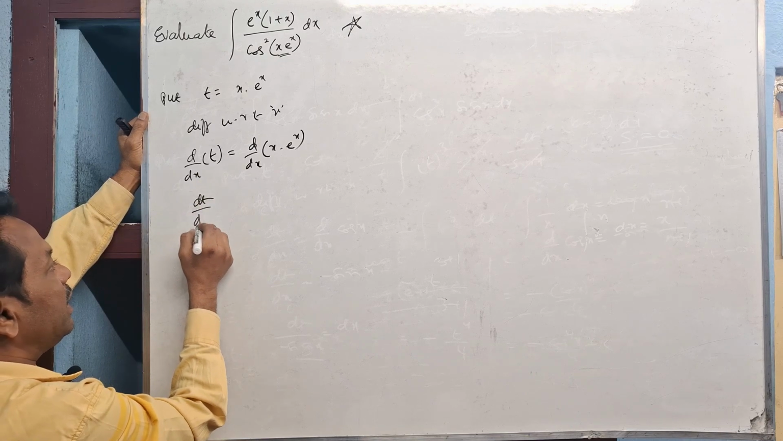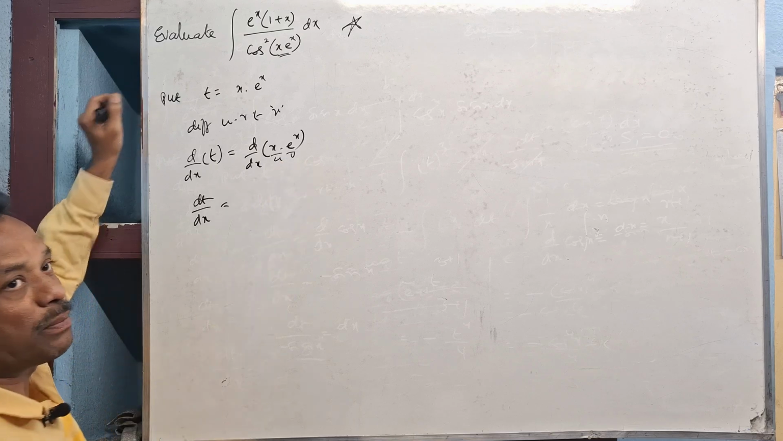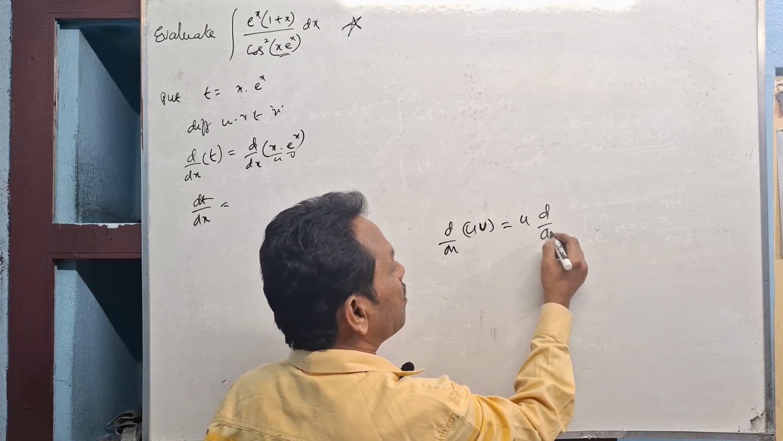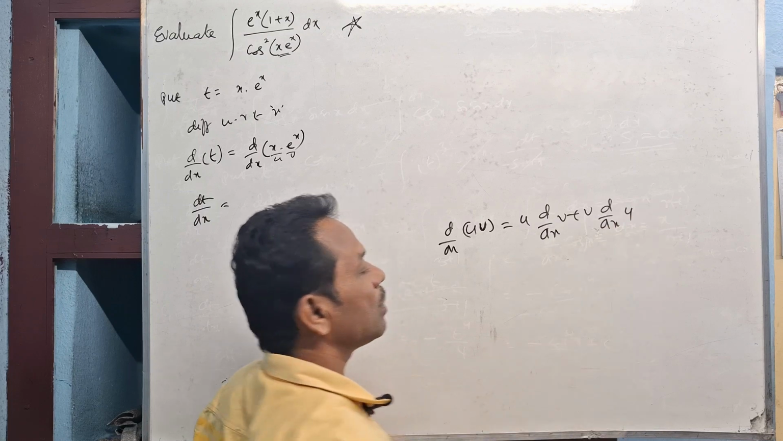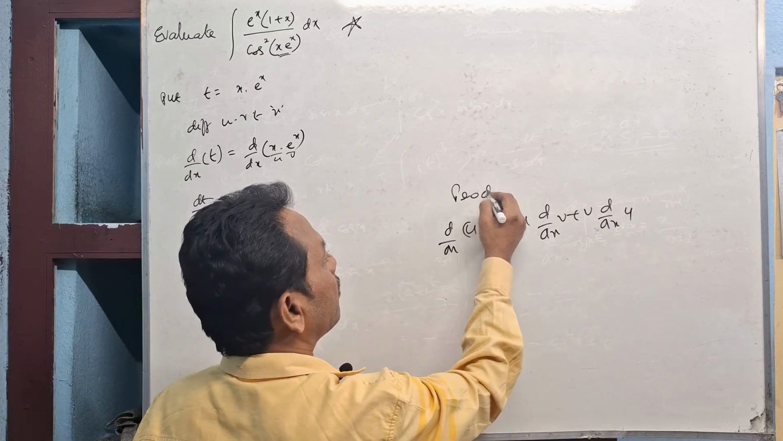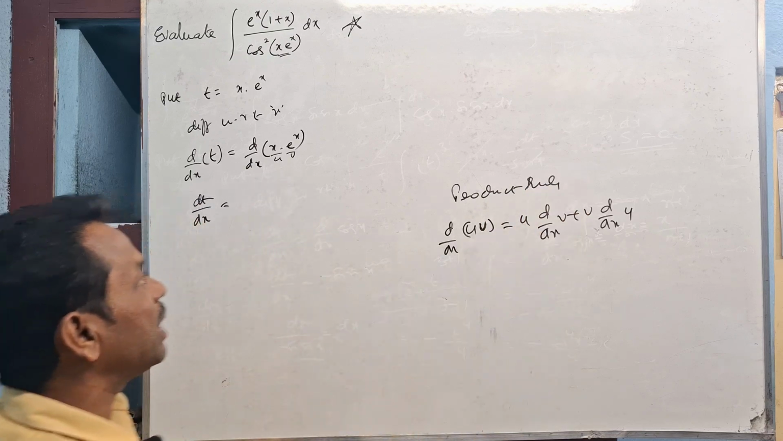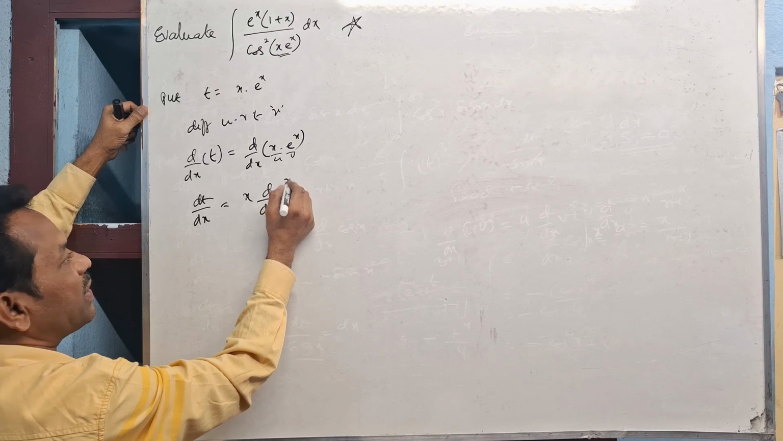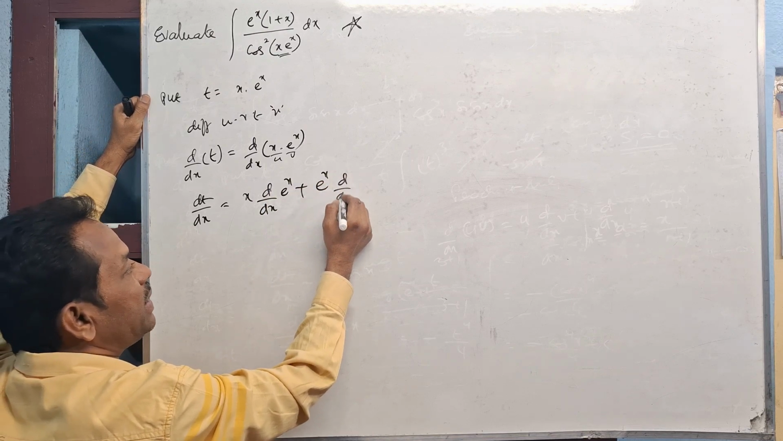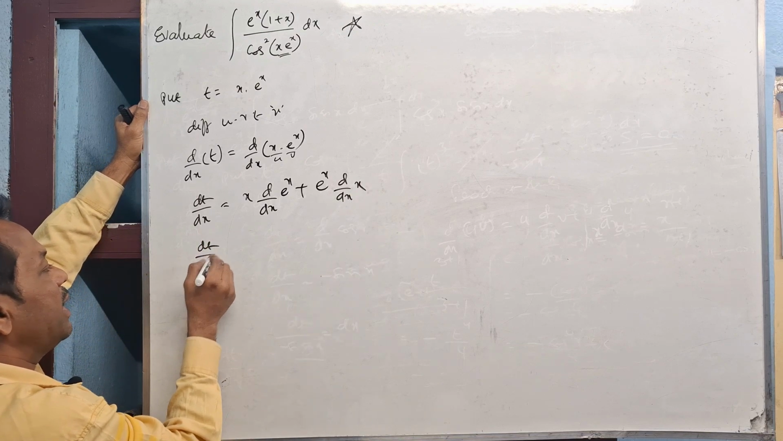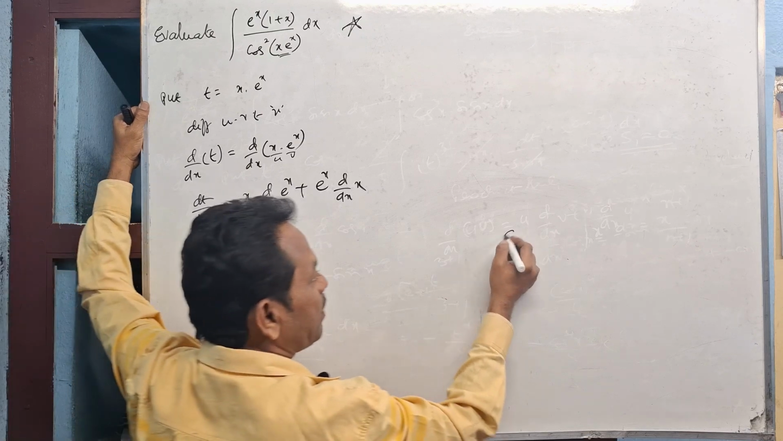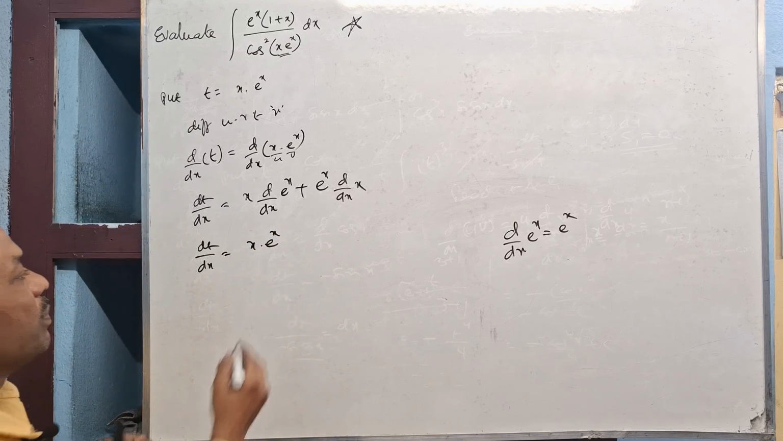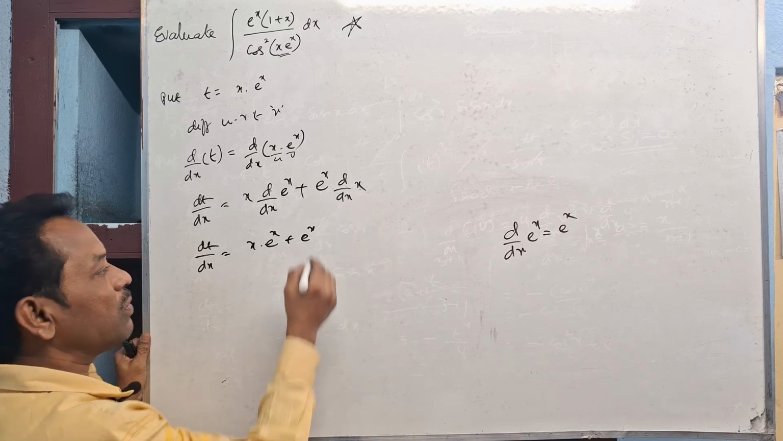So we'll get d by dx of t equal to d by dx of x into e power of x. Now here we'll get dt by dx equal to, this is a product form, uv. We know that d by dx of uv is u times the derivative of v plus v times the derivative of u. This is the product rule. I'll be using this formula to expand this one. First u is x, the derivative of e power of x, plus e power of x, d by dx of x. So dt by dx equal to x into the derivative of e power of x. The derivative of e power of x is e power of x only. Now plus e power of x, and the derivative of x is 1.